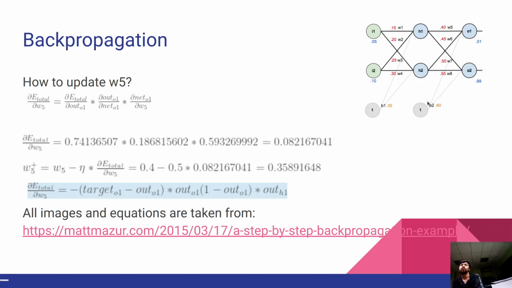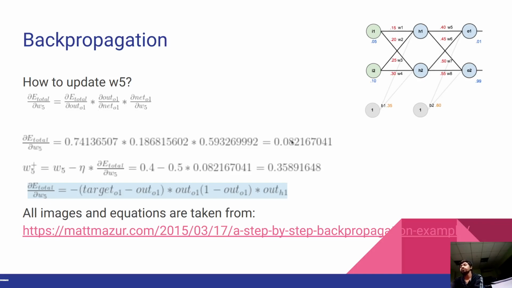So, all of these are not for W1 and W2, W3, W4? Yeah, that will also have to be done. So all of them we have to do. So we got this value, the derivative of E total with respect to W5. If we multiply all these parts, we are getting 0.08.